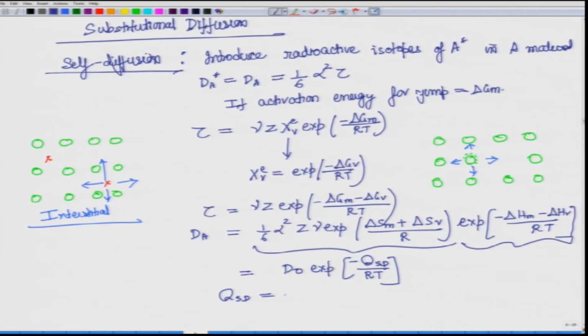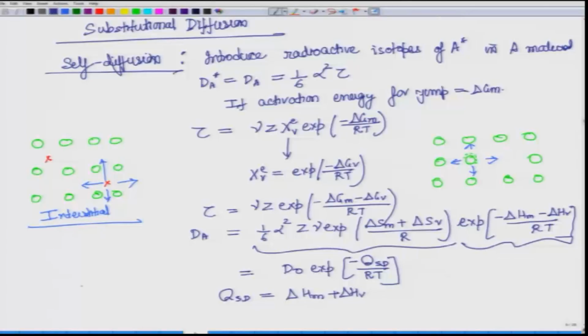Earlier, if you remember, Q SD was just delta H M. Now, Q SD is equal to delta H M plus delta H V, meaning you have increased the barrier. So, the barrier is now higher. If the barrier is higher, what does that mean? The number of successful jumps have become much smaller. So, if we compare over here and here, this is for interstitial, and if we are talking about substitutional, then this is substitutional. You can see that the activation energy barrier has become larger, and therefore the number of successful jumps would become smaller.